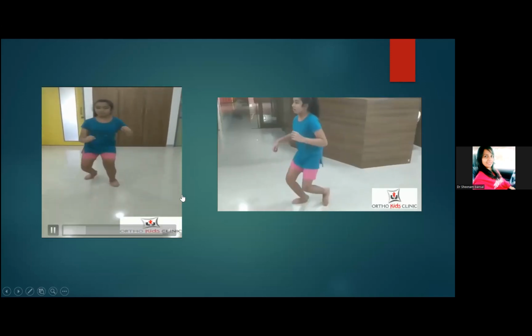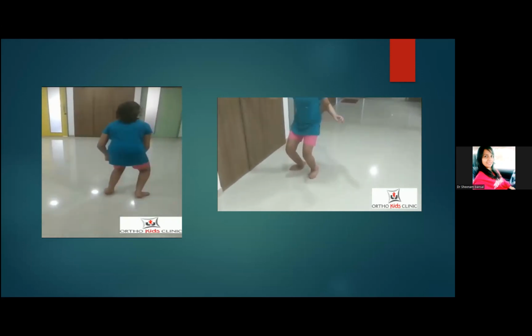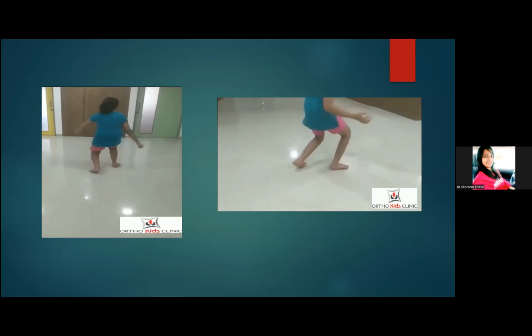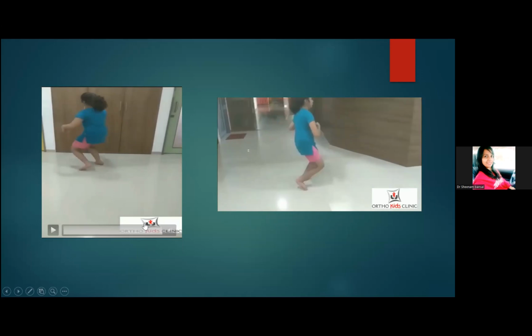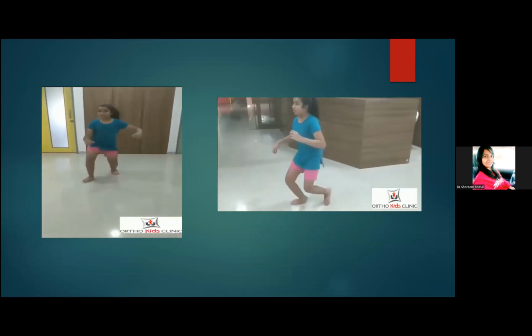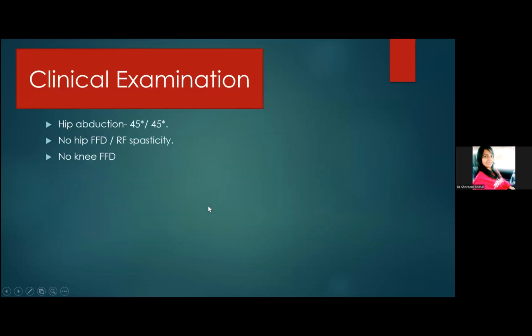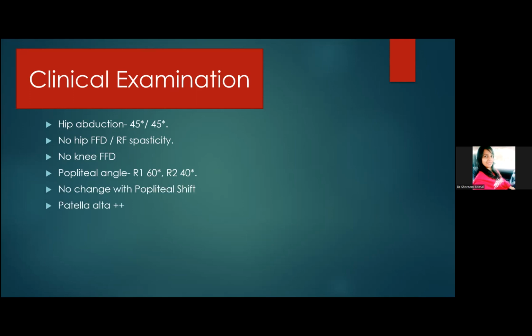She presented to us with this gait with a flexion deformity at hip and knee, and we can see a crouch gait pattern is there. On clinical examination, there was hip abduction of 45 degrees on each side. There was no hip fixed flexion deformity or rectus femoris spasticity. There was no knee FFD. Popliteal angle was 60 degrees and R2 was 40 degrees. There was no change with popliteal shift. Patella alta was present. Ankle dorsiflexion with knee flexion was 10 degrees, and with knee extension, it was 10 degrees plantar flexion, which was suggestive of gastrocnemius spasticity.